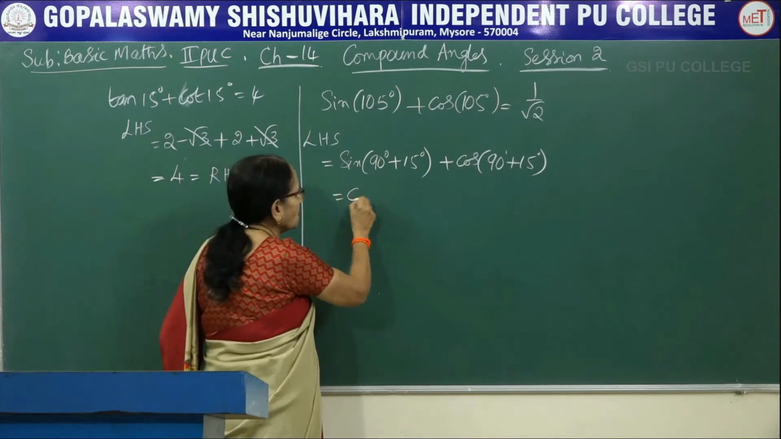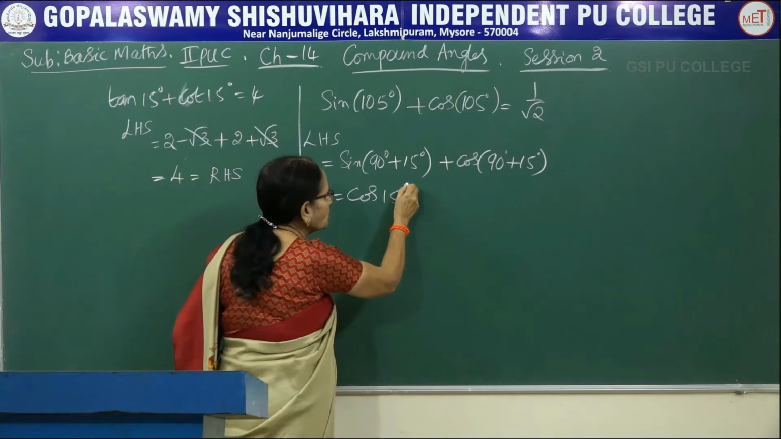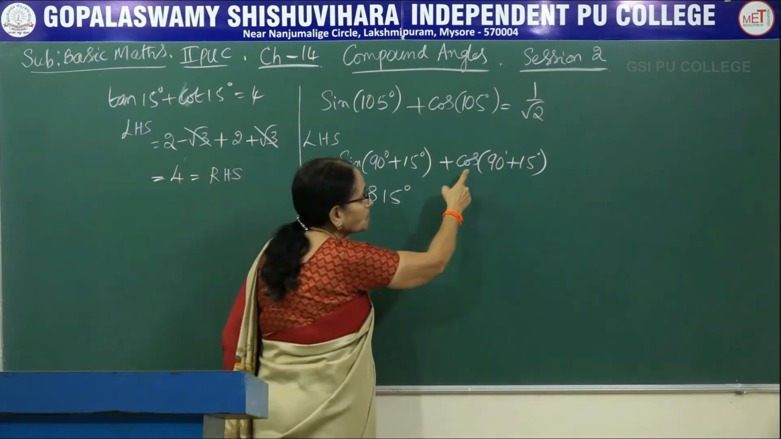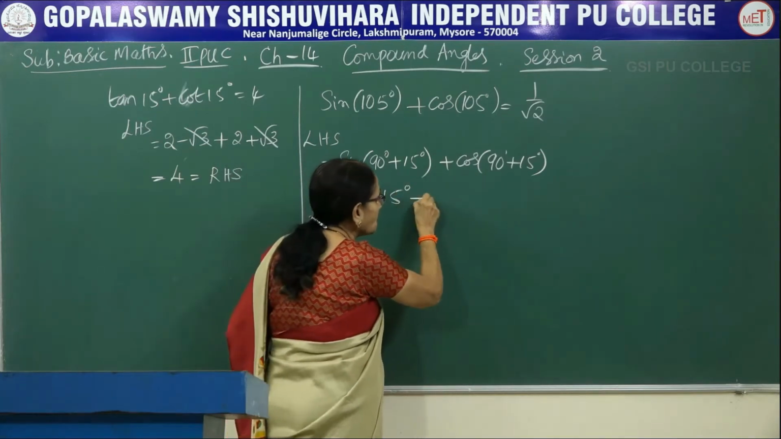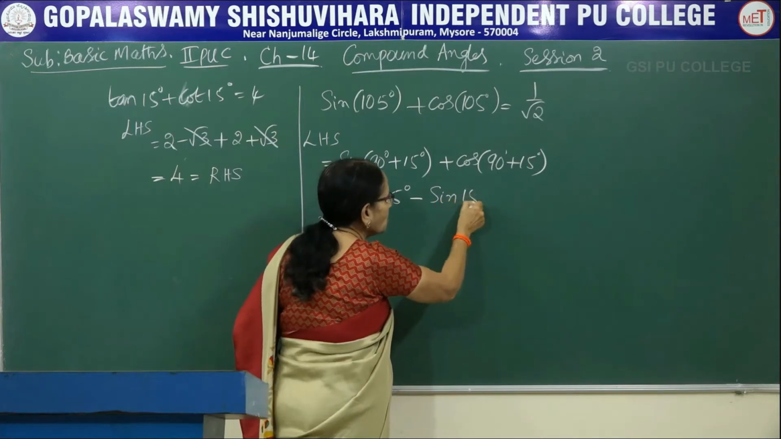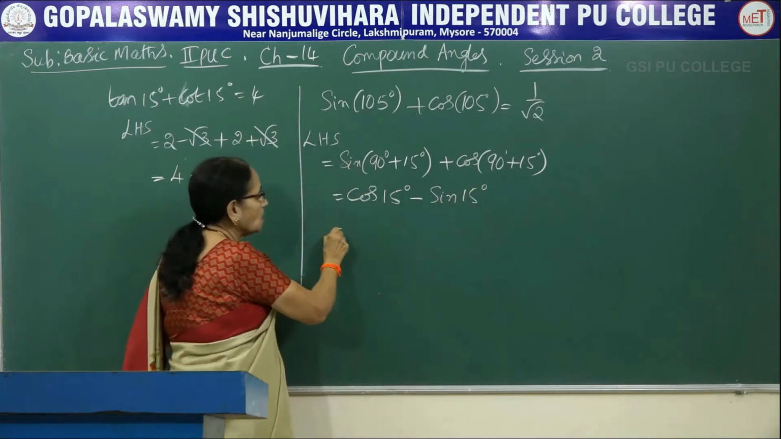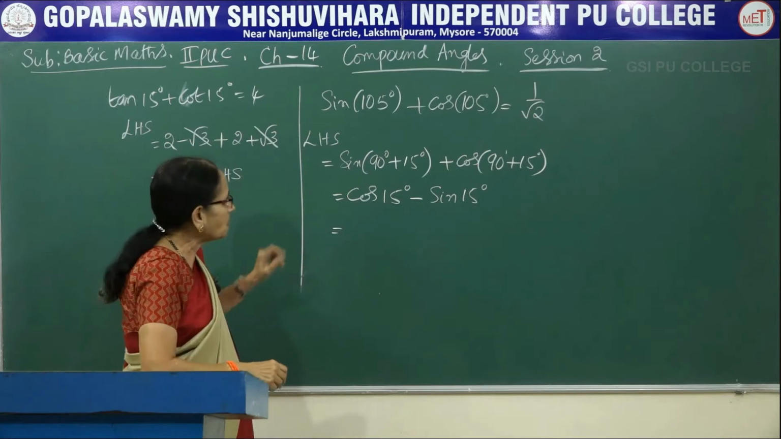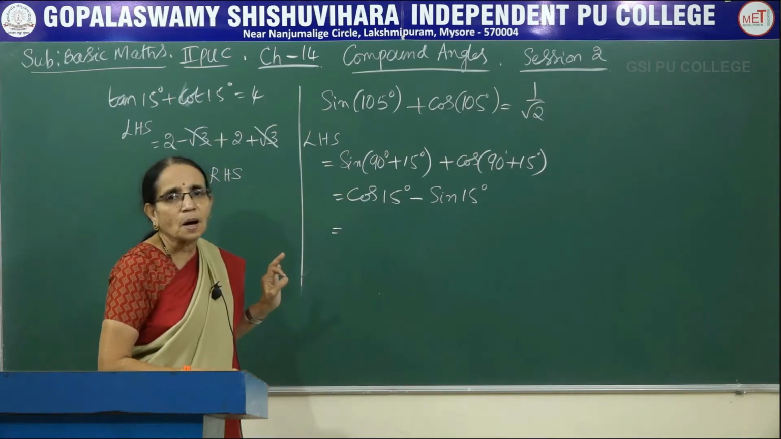So I can write this as cos of 15 degrees, and this is cos 90 plus something becomes minus sin of 15 degrees. Now we got the standard value. Let me write the standard value. What is it for cos 15?